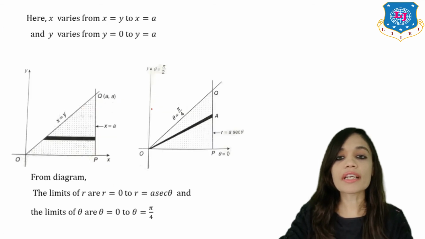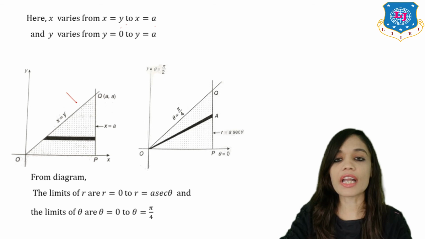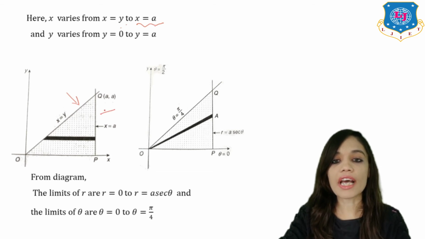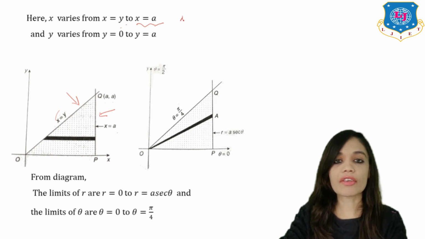Okay. Now let us draw our graph. So here x varies from x equals y to x equals a. So firstly let us draw the line x equals y. So this is our line x equals y. Now let us draw our line x equals a. So this is our line x equals a. Now let us find the point of intersection between the line x equals y and x equals a. Okay, so we are given x equals y and x equals a.